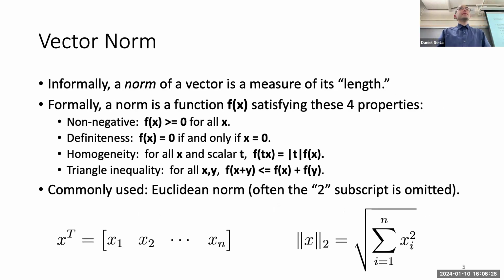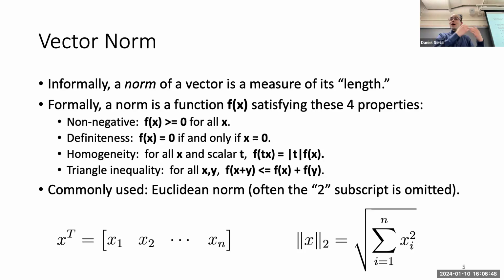All right, vector norm. So we have vectors, and norms are functions that basically tell us what is the length of a vector. That's the informal way to think of a norm. So formally, a norm is really any function that satisfies these four properties.